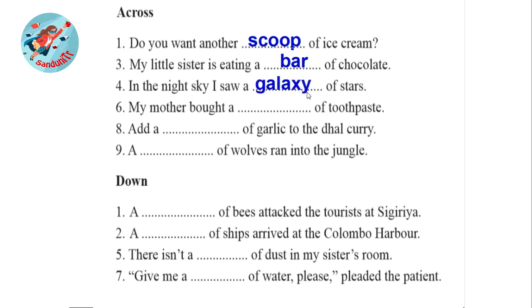Galaxy, galaxy of stars. 6 across, my mother bought a blank of toothpaste. What's the answer? Tube, a tube of toothpaste.